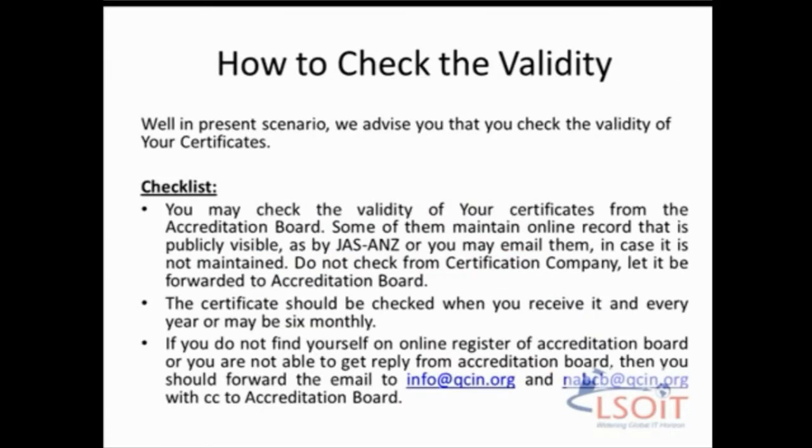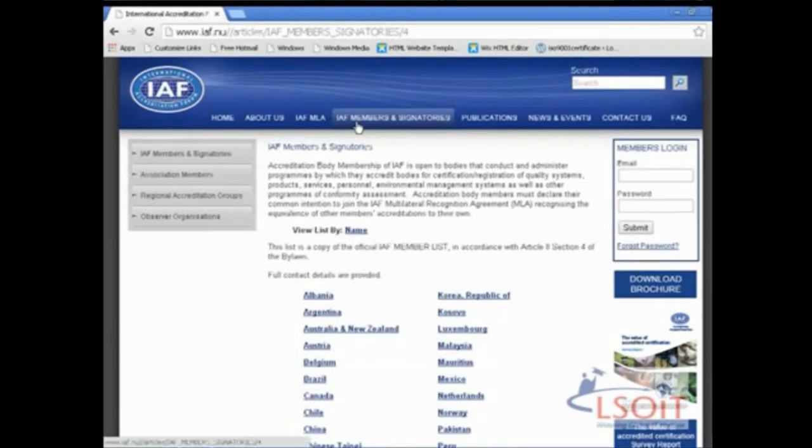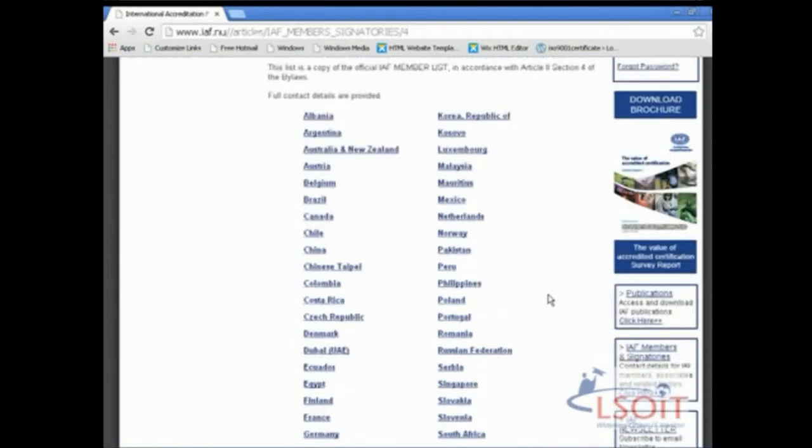Now let's see how to check the validity. In the present scenario, we advise you to check the validity of your certificates from the accreditation board. Some of them maintain an online record that is publicly visible, as JAS-ANZ does, or you may email them. Let's see how you can find the emails or details of the different accreditation boards. On the IAF members and signatories link, you can see all the accreditation boards of different countries.